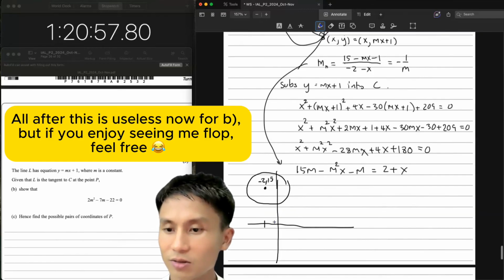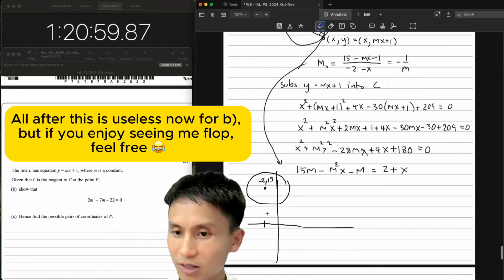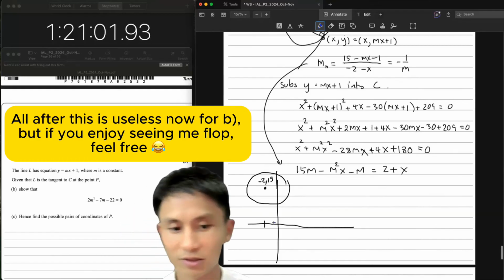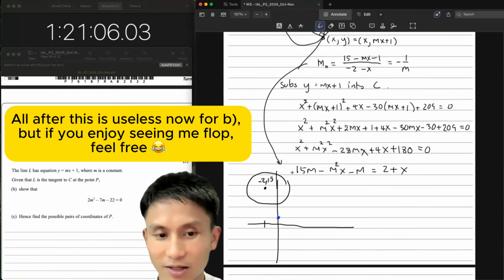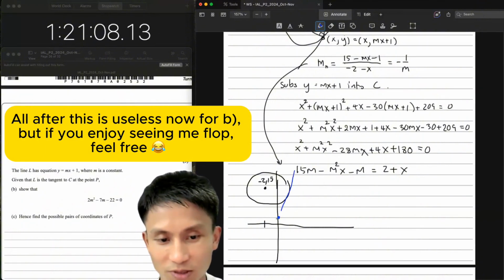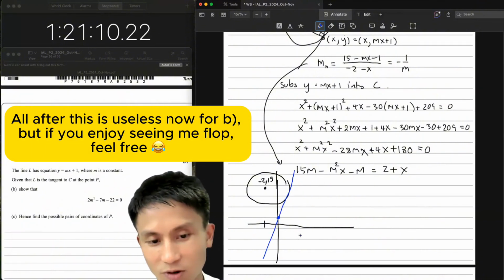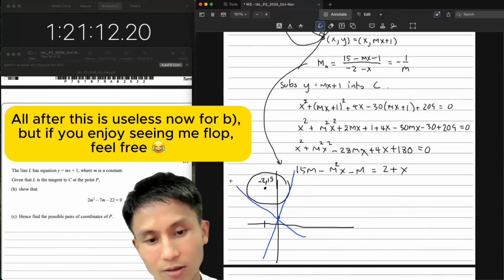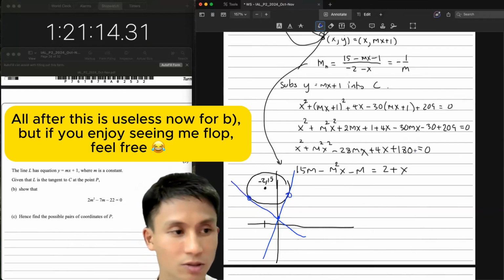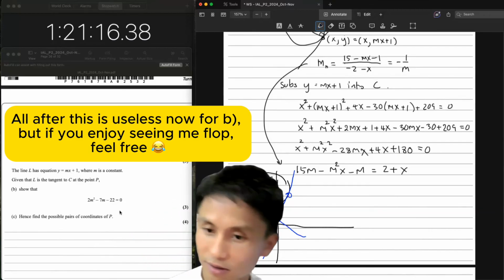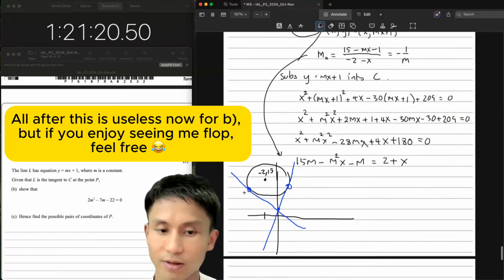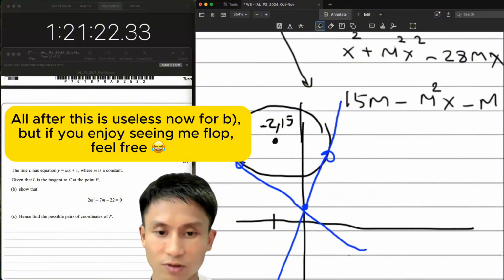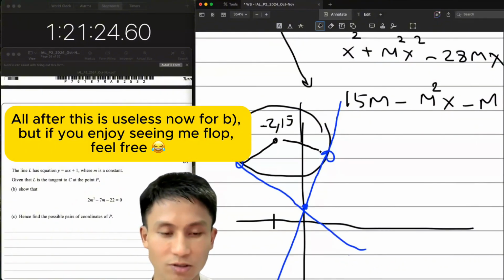The line y equals mx plus 1 doesn't tell anything about m. m is a constant, so we have a 1 here being the y-intercept of the line. Tangent, so we have these two possibilities, and the other one being that. So the tangents are there, and we need to show. This is going to be perpendicular, of course.